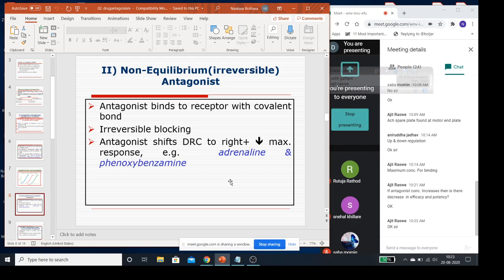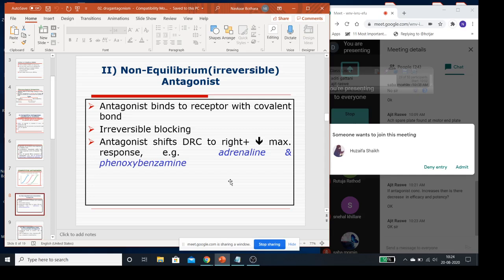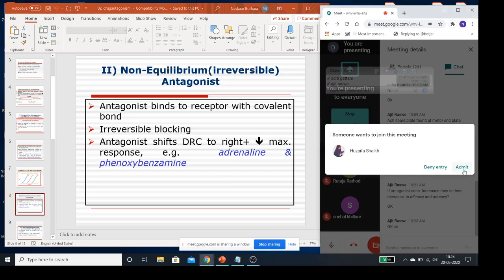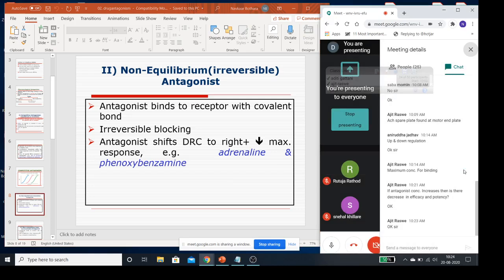Then the irreversible antagonist binds to the receptor with a covalent bond. I told you just now, it is an irreversible blocking. They shift the drug response curve to the right and also decrease the maximum response, because the receptors are permanently bound, and the receptors are not available unless there is the presence of some spare receptors. The effect will not be seen, or if the maximum receptors are blocked, then whatever effect of the agonist you are able to see is because of spare receptors. This is why you will see that there is a change in the maximum activity also.